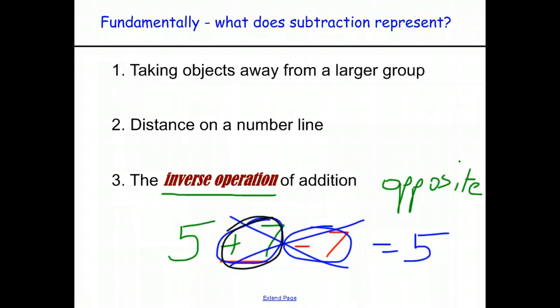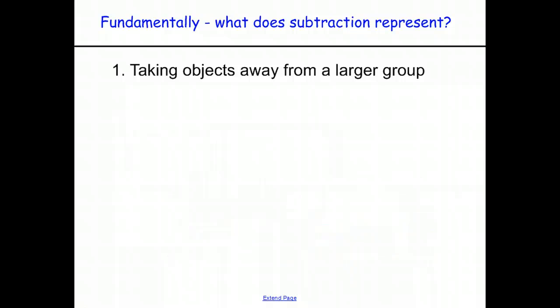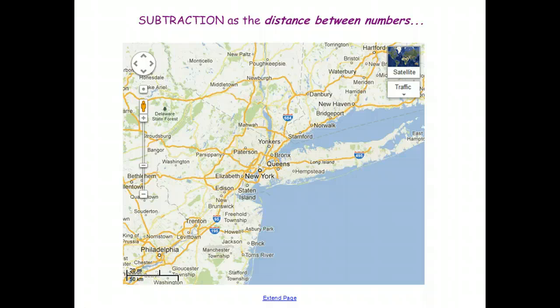So with the second two of those ideas in mind, starting with the distance on the number line, let's go ahead and look at subtraction. Subtraction is the distance between numbers. Here we have a map that centers around New York City. If we're looking at subtraction as the distance between numbers, we can look at it as a distance between places also. Let's say we were trying to drive from Philadelphia in the southwest corner of the map, up to New Haven, Connecticut in the northeast corner of the map.